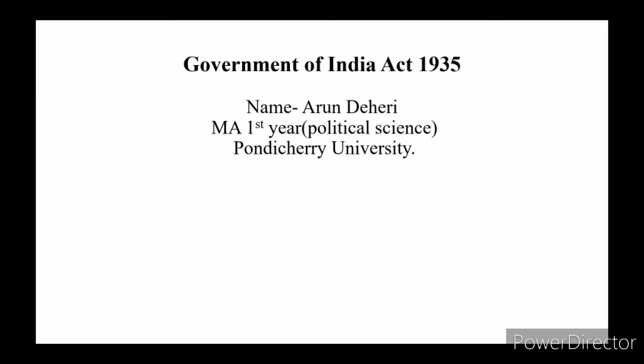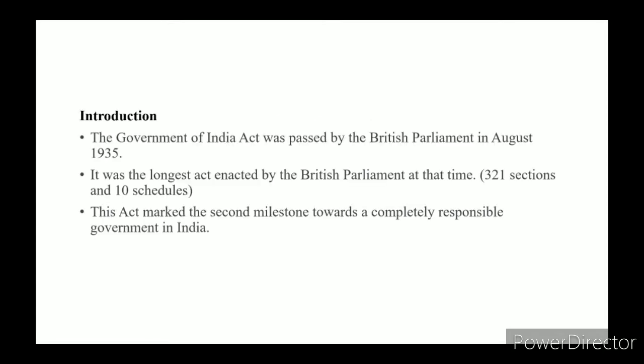Today I am going to present a small presentation on the Government of India Act 1935. Introduction. The Government of India Act was passed by the British Parliament in August 1935. It was the longest act enacted by the British Parliament at the time. It has 321 sections and 10 schedules. This act marked the second milestone towards a completely responsible government in India.